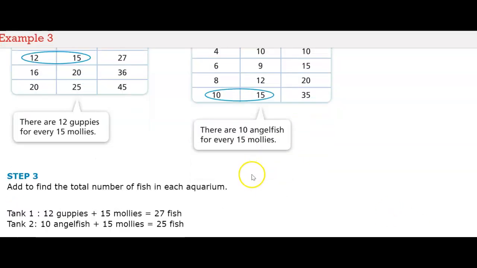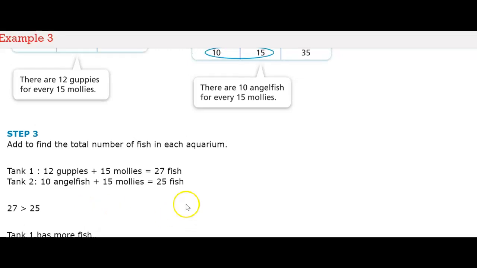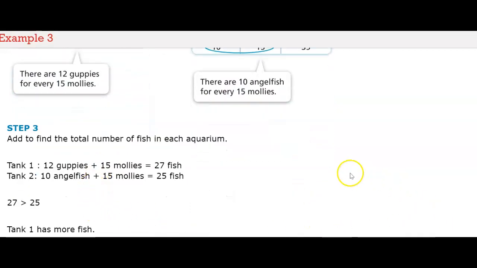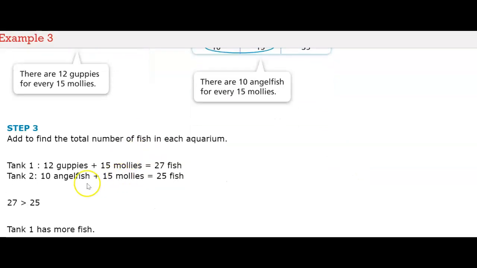So the tank with the most would be tank 2, which has more fish. So you would write for tank 1, the total number is 27, and that's greater than 25. So tank 1 at 27 has more fish. And that is an error here. That should be 25, not 35. I just noticed. So yes, 27, tank 1 is greater than tank 2.